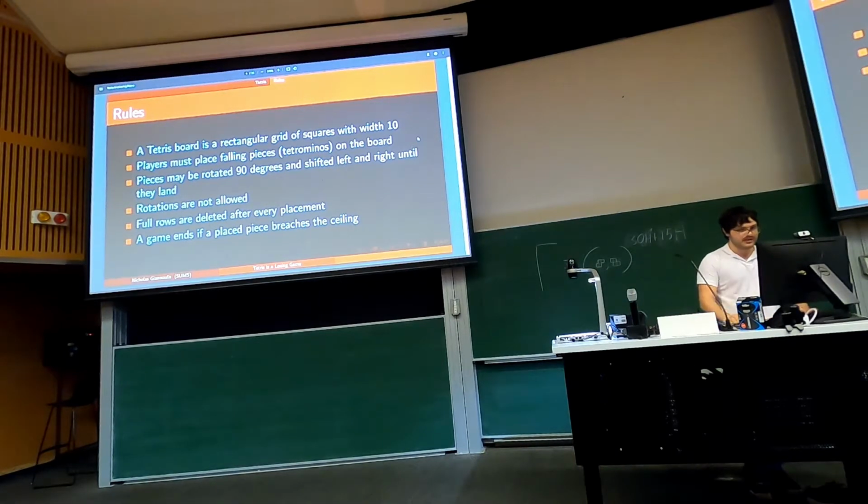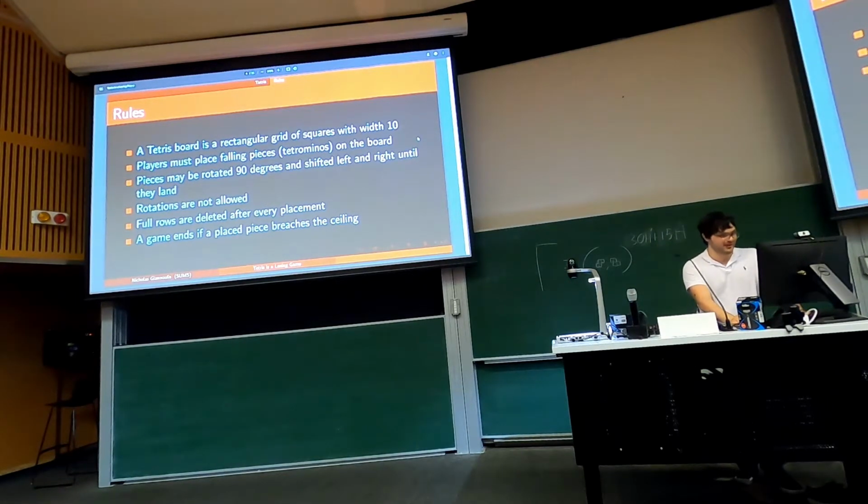So, players must place falling pieces, which are called tetrominoes. I'll show you the tetrominoes afterwards, on the board. So the pieces fall down, you have to maneuver the pieces and place them. Pieces may be rotated 90 degrees and shifted left and right until they land. And so when I say they may be rotated 90 degrees, you can do this iteratively, so it's not only one rotation allowed, you can rotate as many times as you like. I'm sure everyone knows how to play Tetris.